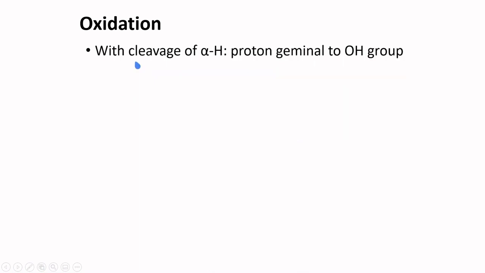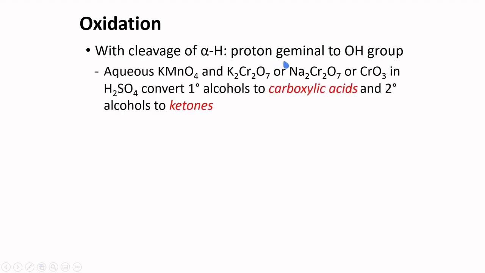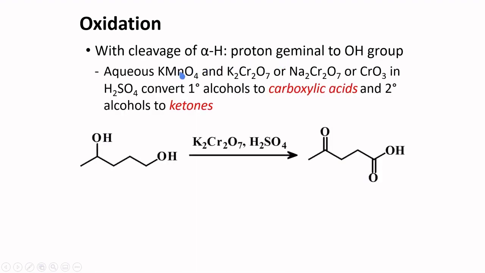The common type of oxidation of alcohols depend on the presence of alpha protons. These are protons that are geminal to the hydroxy group. Aqueous potassium permanganate and potassium dichromate or sodium dichromate or chromium trioxide in sulfuric acid convert primary alcohols to carboxylic acids and secondary alcohols to ketones.